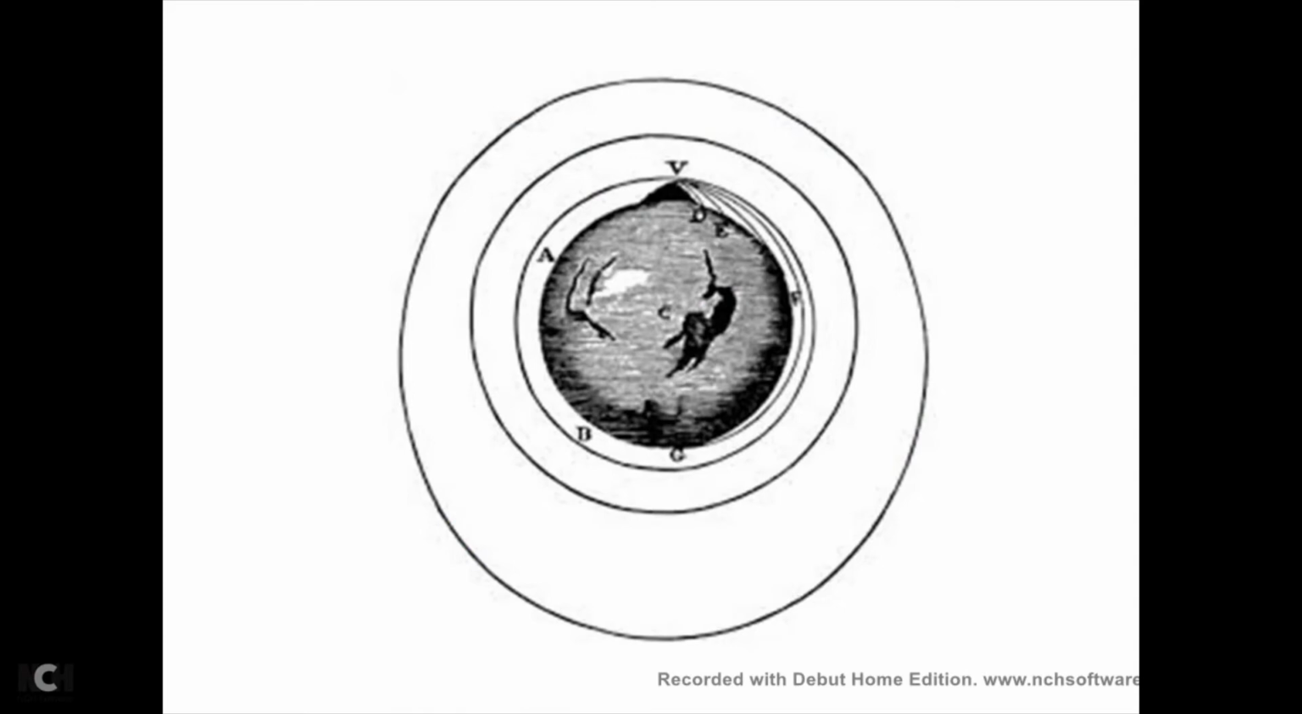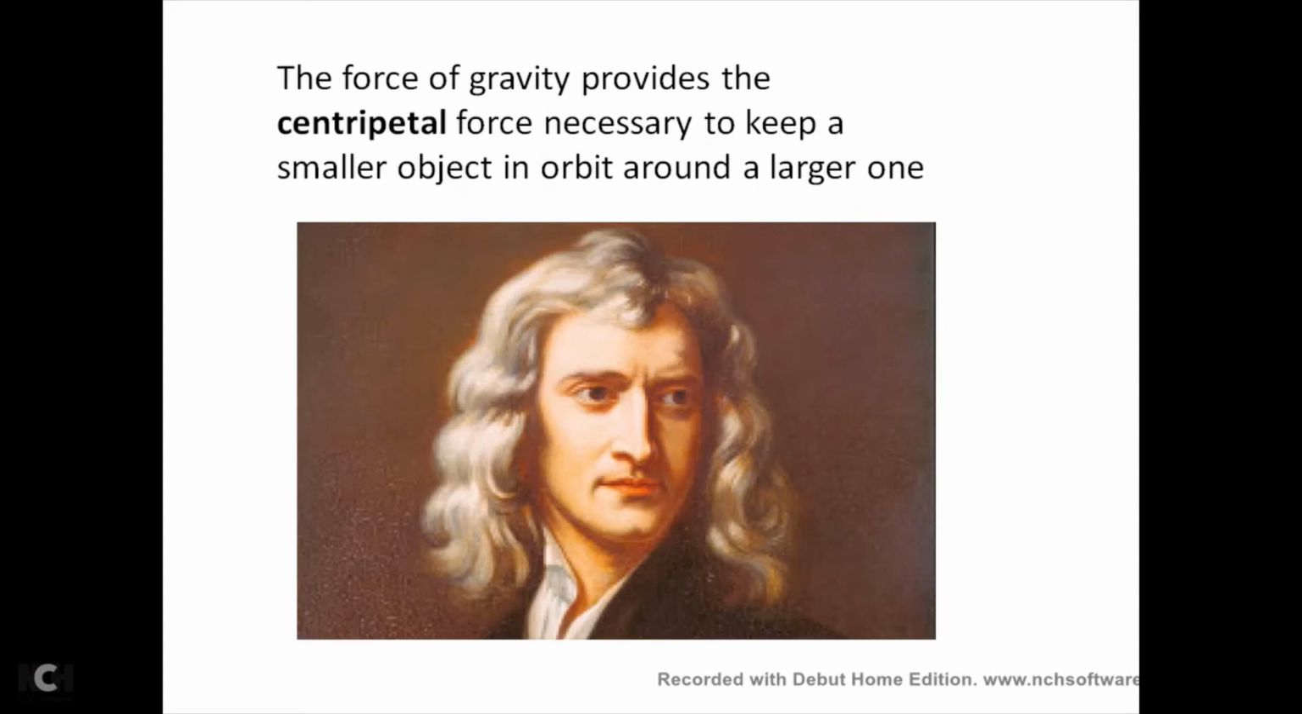If you thought the animation was a clever idea, I agree. It wasn't my idea, it was Newton's. This is a picture drawn by Isaac Newton to explain why things stay in orbit. The force of gravity provides the centripetal force necessary to keep a smaller object in orbit around a larger object.